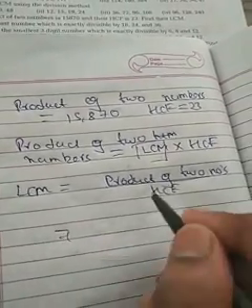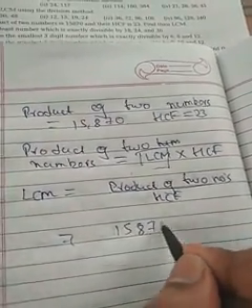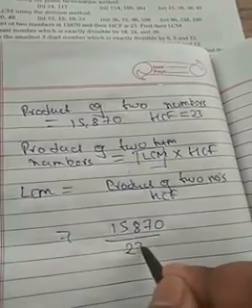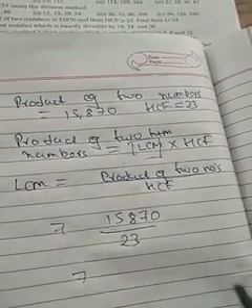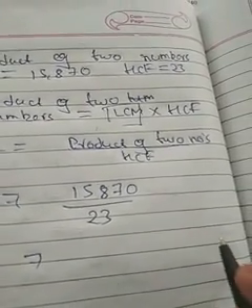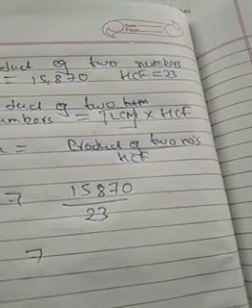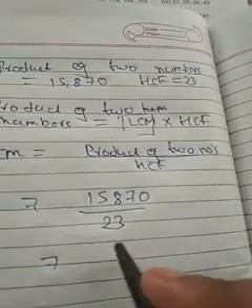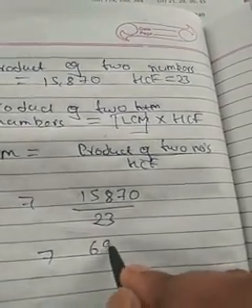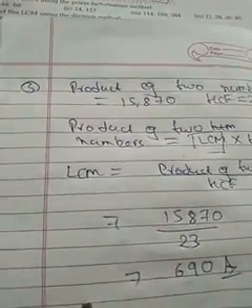Now here, the product of two numbers is given as 15,870 and HCF is given as 23. Now we will divide 15,870 by 23. On solving, we will get 690. That's the answer.